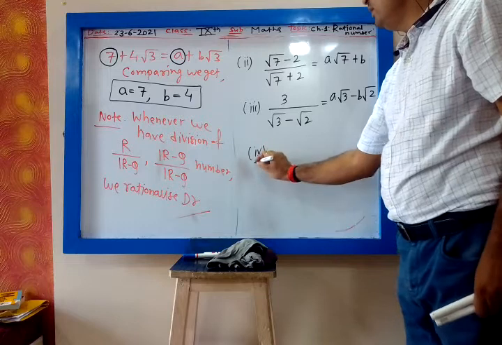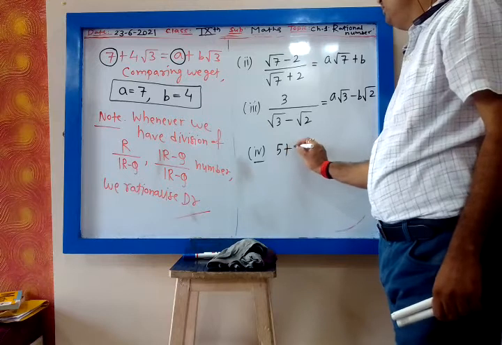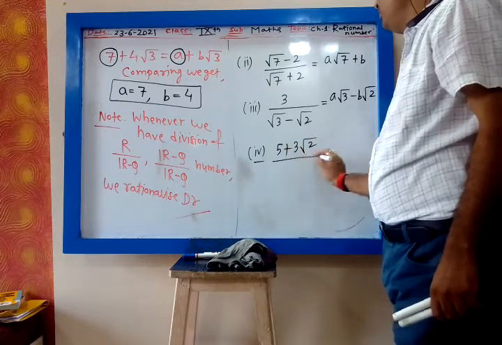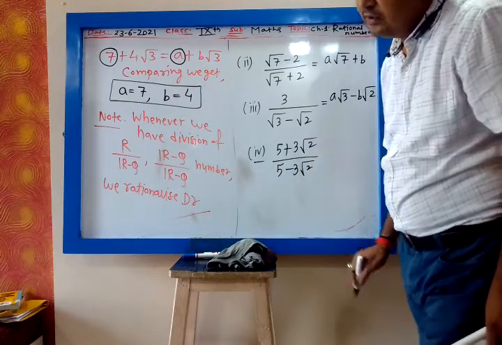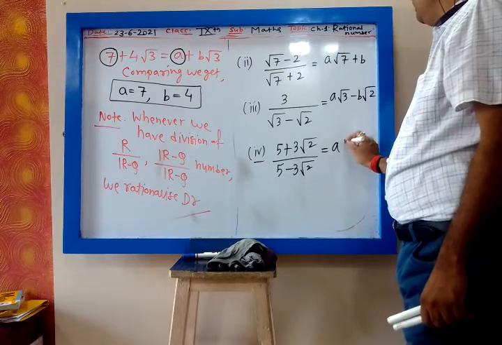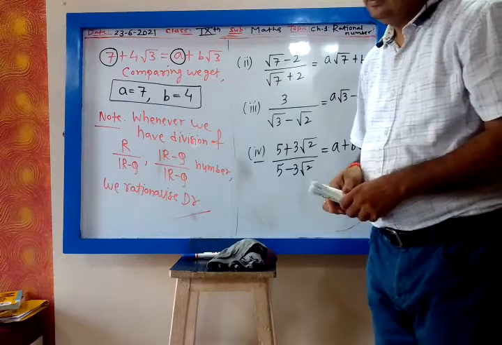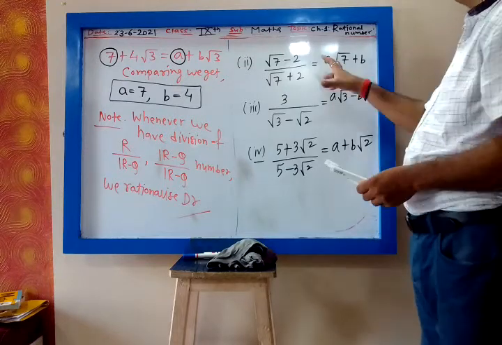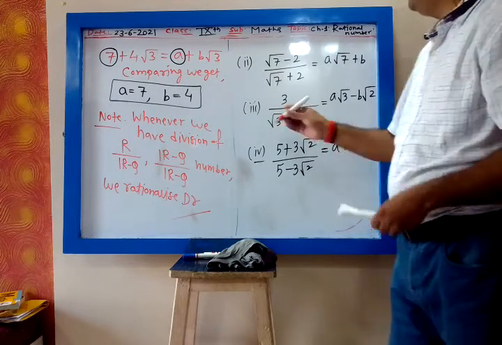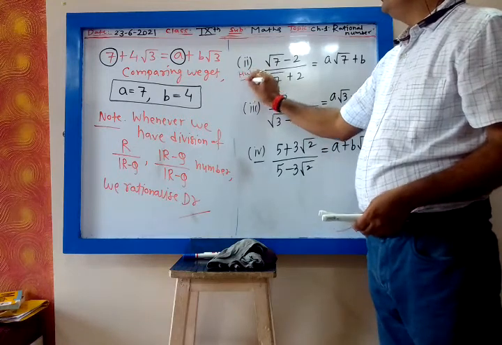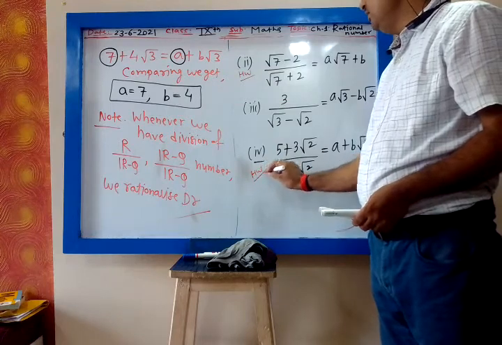Then fourth is 5 plus 3 root 2 upon 5 minus 3 root 2 is equal to a plus b root 2. Now you tell me which one I should solve. Second, third, fourth. One is sufficient. Third. Okay, chalo, let me do the third. So second and fourth is homework.